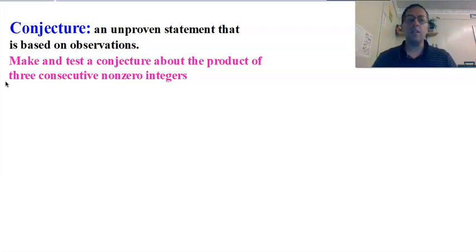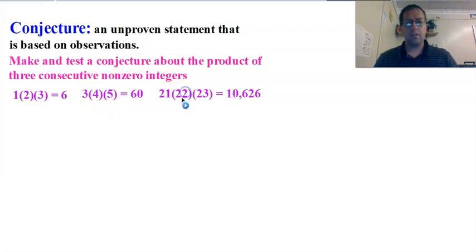Well, let's take a look at some. Let's test out, see what happens. So let's try 1, 2, 3. 1 times 2 times 3 equals 6. Okay, that's great. Not really enough to make a conjecture on, though, is it? So let's get a couple more. Let's say 3, 4, 5. 3 times 4 times 5 is 60. And let's try something big. So 21, 22, and 23 is 10,626.